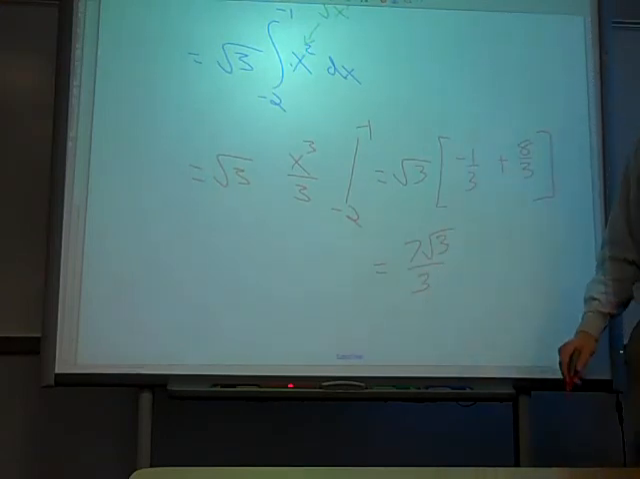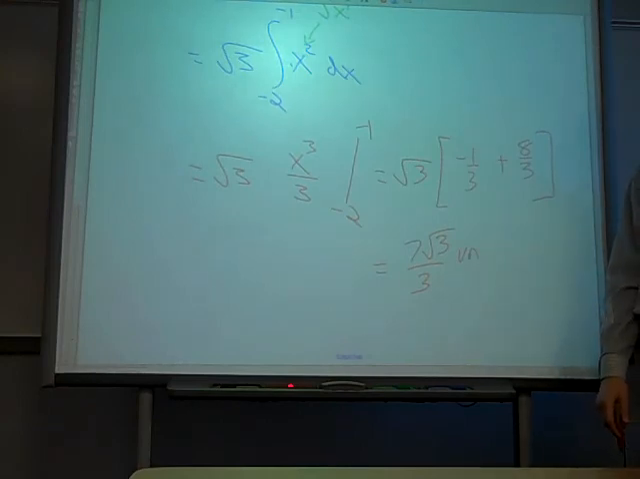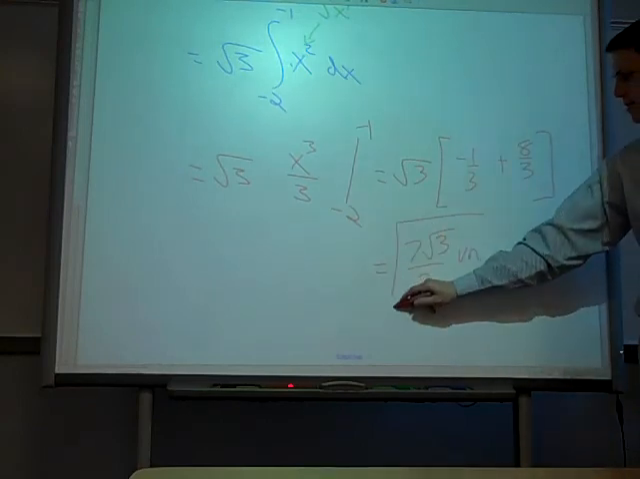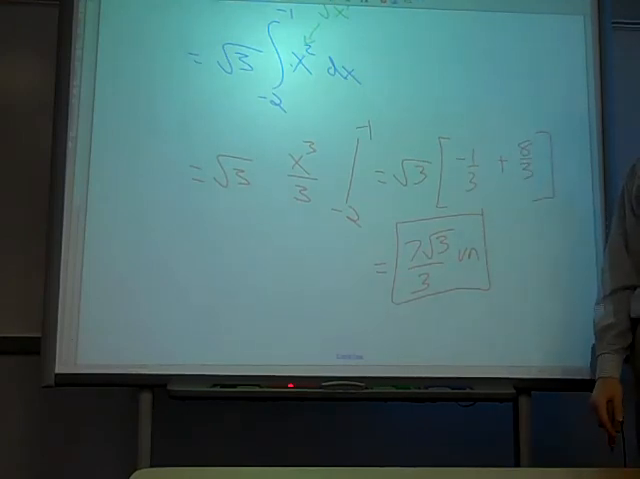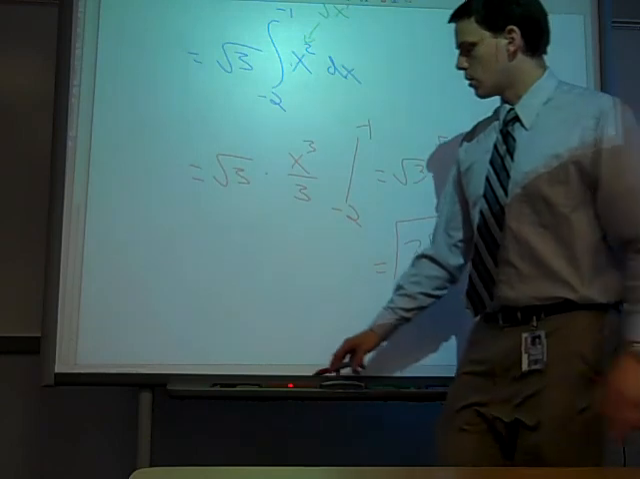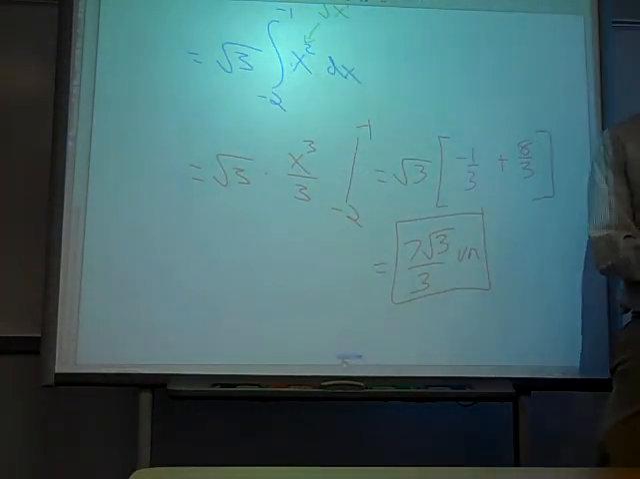What are the units here? Units. It's arc length, right? Length is just in units. So there's our answer for number, whatever that was, 18. Okay? Thank you, Sierra.